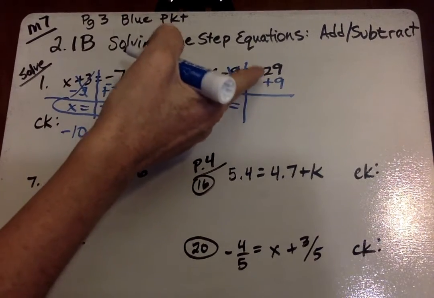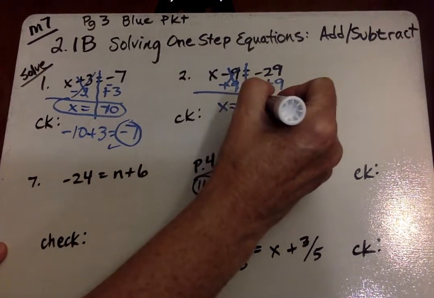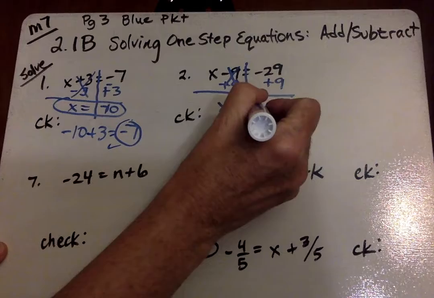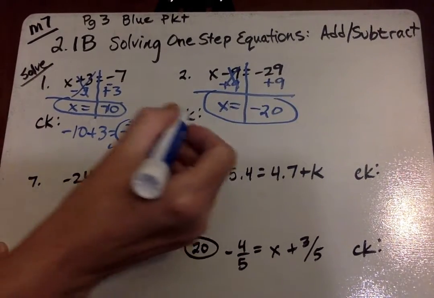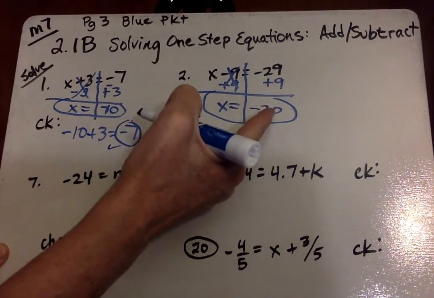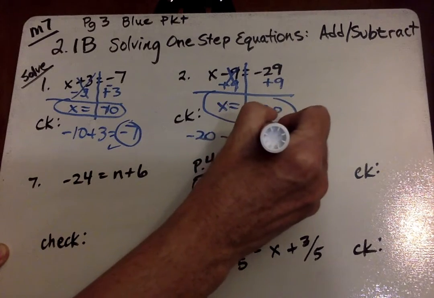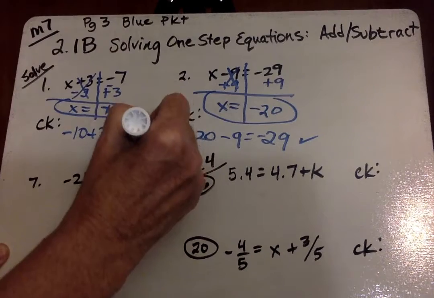Correct. It's a battle because we have opposite signs. So we say 29 minus 9 is 20. And who won the war? The negatives did. Now to check that, we're going to say negative 20, we're just replacing the x with our value here, minus 9. Does that equal negative 29? And it does. So you checked it.